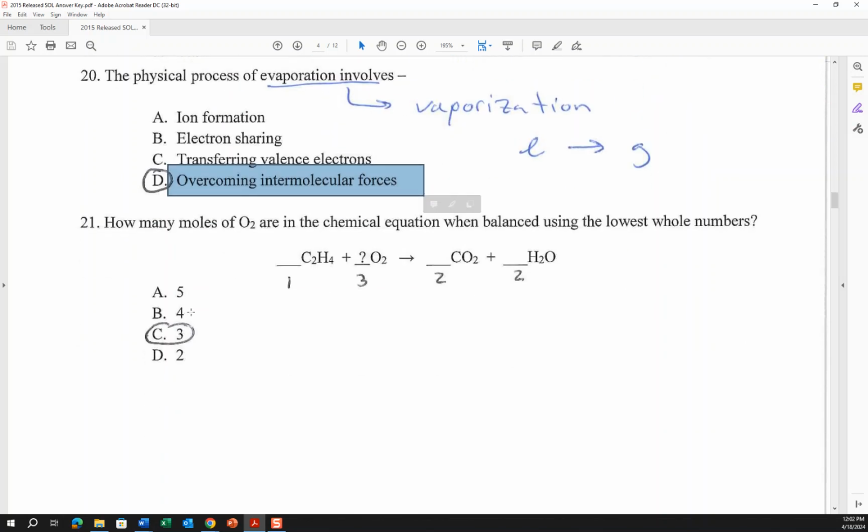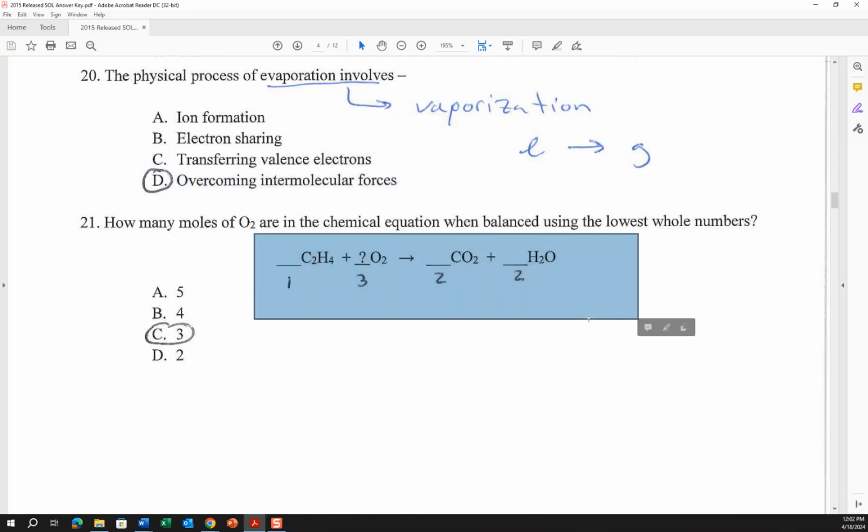All right, so how many moles of O2 are in the chemical equation when balanced using the lowest whole numbers? Okay, so it's just balance the equation. And so when you balance the equation, the coefficient for oxygen is 3.